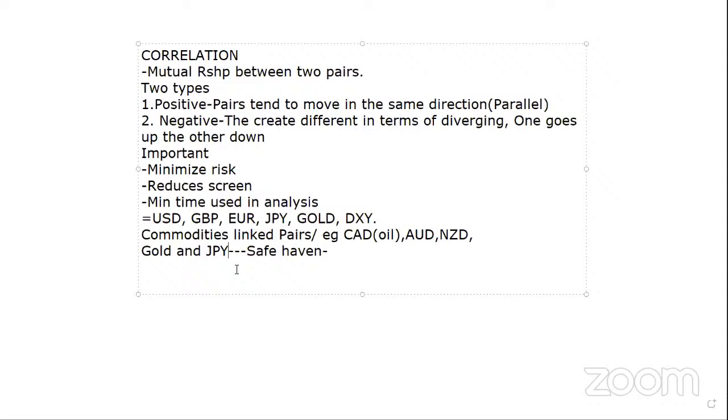So that is on correlation. Tumemaliza the safe haven. The other correlations are usually in the European market, and the European market is where we get euro. We also get GBP, Great Britain pound.